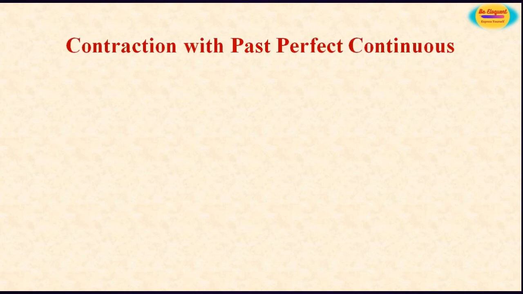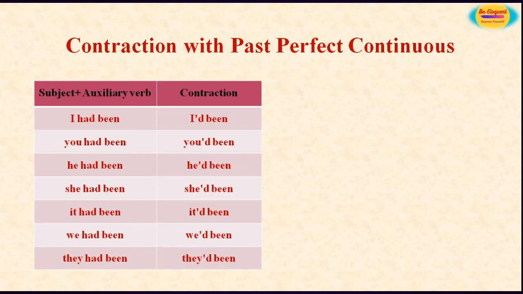Contraction with past perfect continuous. When we use the past perfect continuous in speaking, we often contract the subject and first auxiliary verb. We also sometimes do this in informal writing. Look at the table. I had been changes to I'd been.